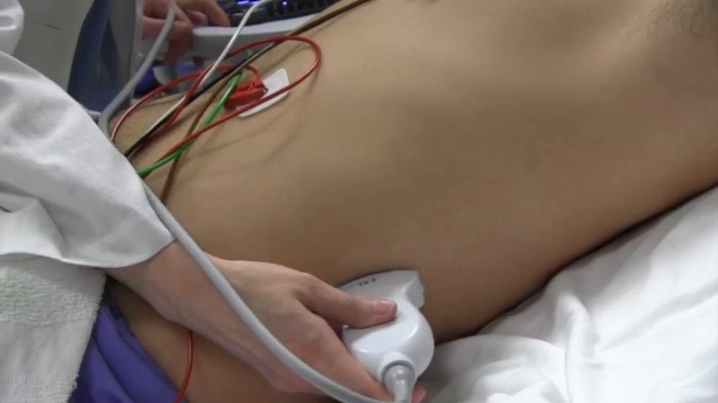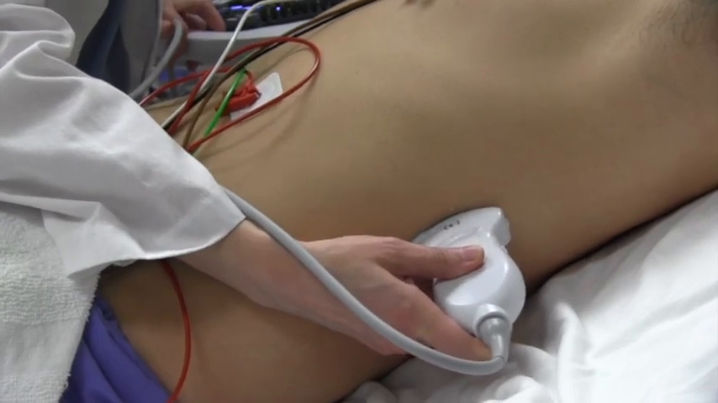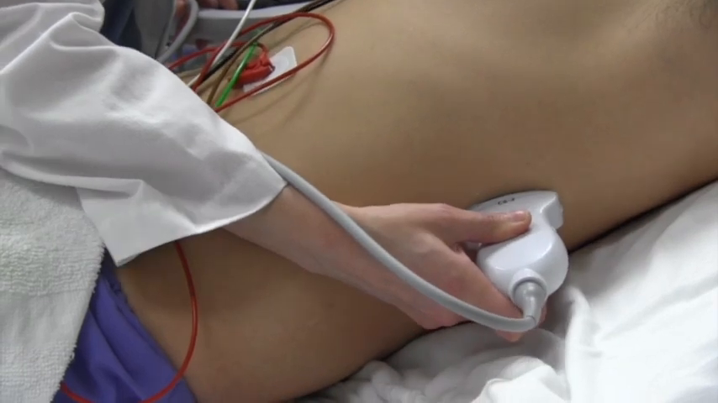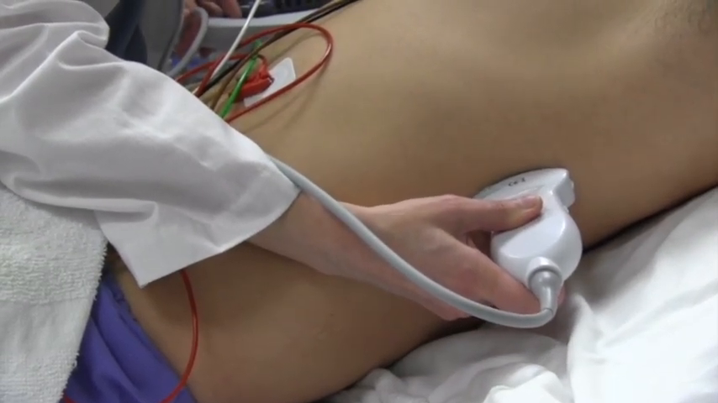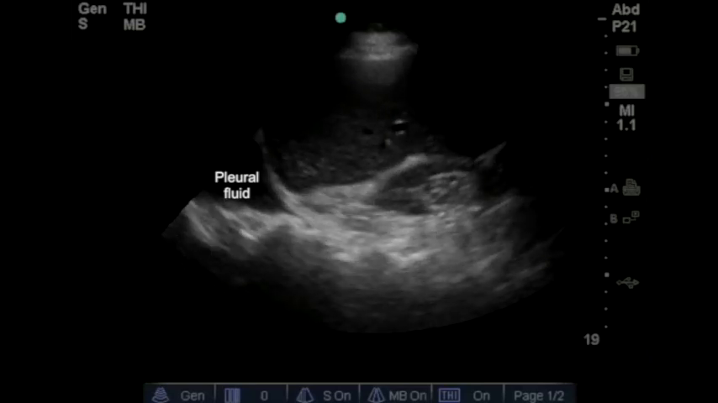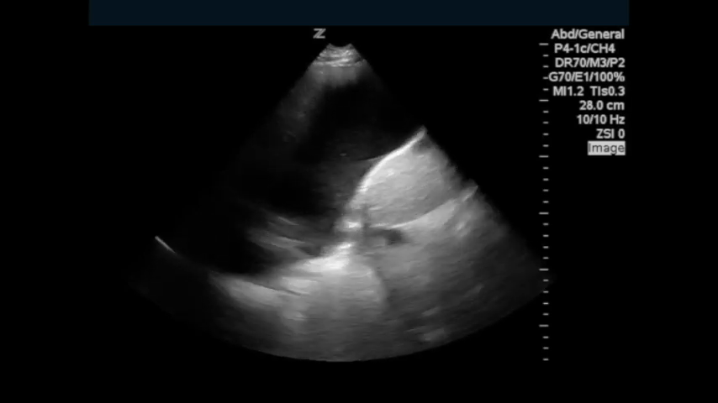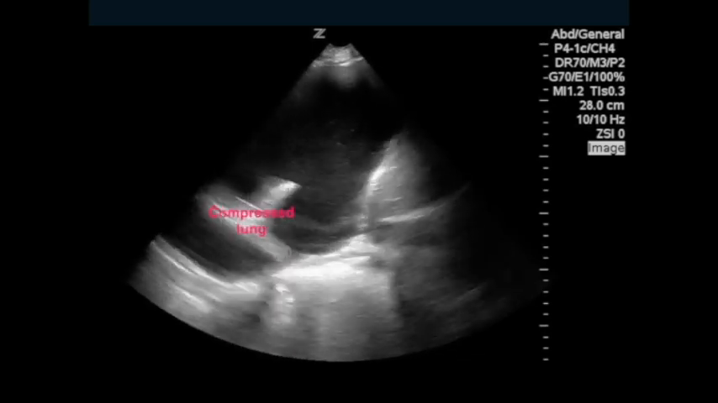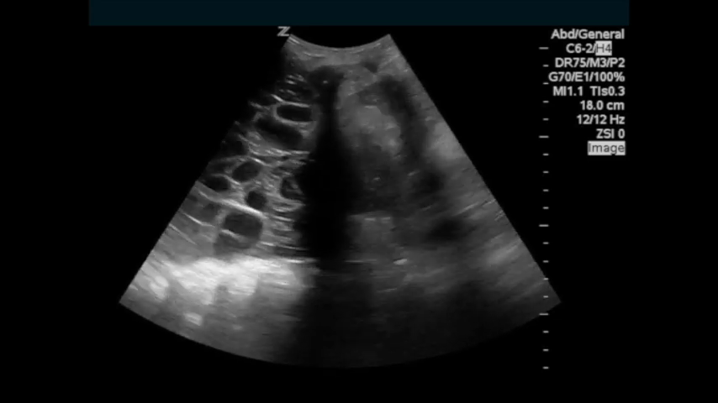Next, we examine the lung base for fluid. The transducer should be moved cephalad and anterior to define the extent of the effusion. As in other applications, fluid appears dark or anechoic. As the effusion progresses, the lung can become compressed. Bright echoes seen within the pleural fluid indicates fibrin strands or clotting.